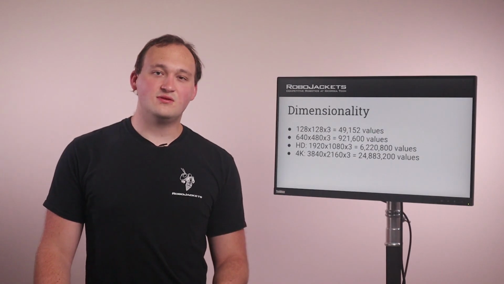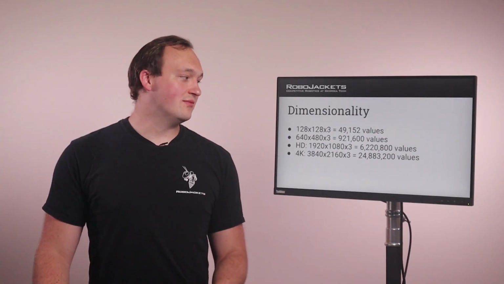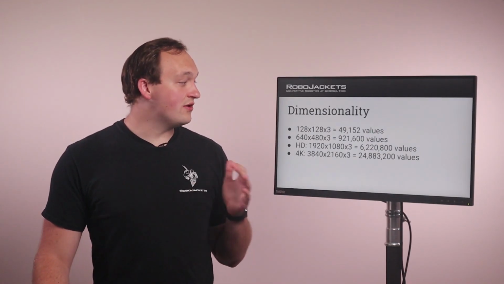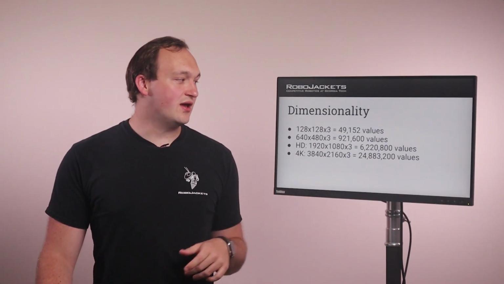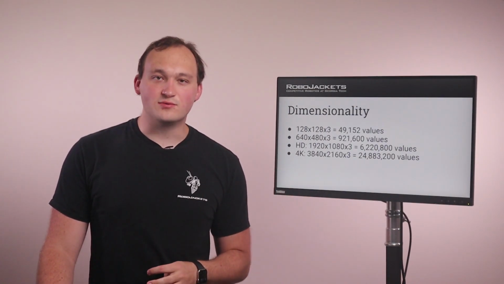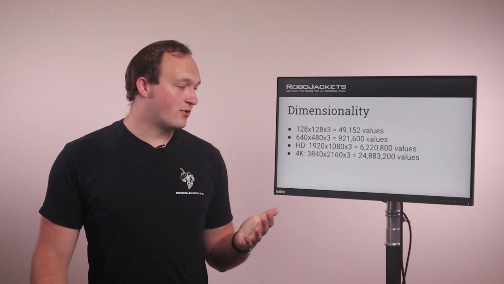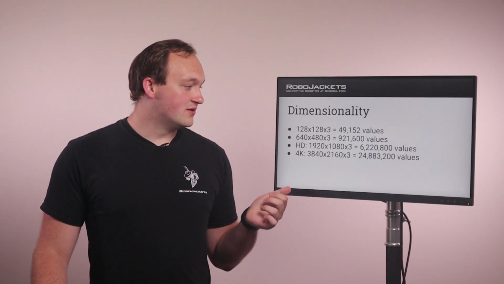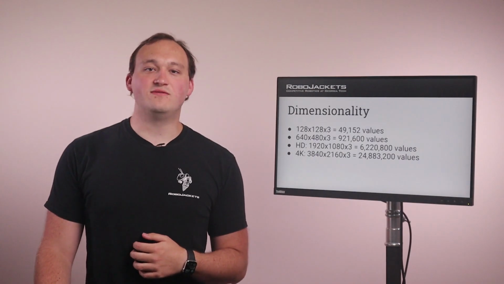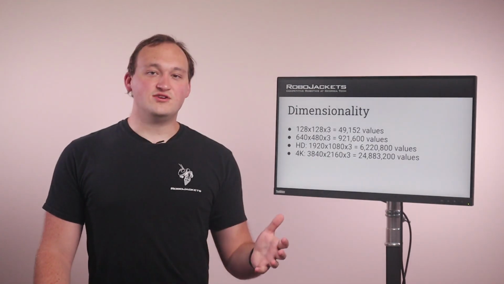The final thing to mention about computer vision is how much data we're talking about. As we can see here, with a very small image of 128 by 128, we still get about 50,000 values that we're actually looking at. On something like a 4K camera, you'll get something like 24 million values that you have to look through and determine what they mean. This is a large amount of data.